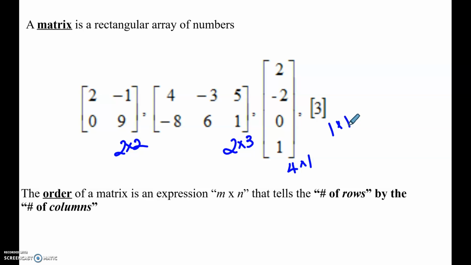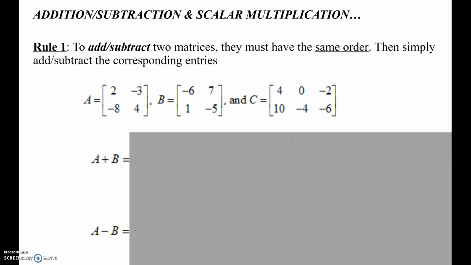The order is important because in order to add and subtract, we must have matrices of the same order, because what we're going to do is take each of the entries, correspond them, so same position, first row, first column, first row, second column, etc., and do that operation of addition. So my first example here is matrix A, which is 2 by 2, added to matrix B, which is 2 by 2. And my answer, by the way, is going to be a 2 by 2 as well.